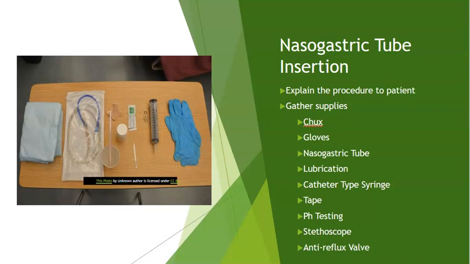You may want to get chucks in case the patient is vomiting so they don't get stomach contents all over you, gloves, nasogastric tube, lubrication, catheter tip syringe, tape or a securement device, pH testing, a stethoscope, anti-reflex valve, especially if this patient is going to be on suction to decompress that stomach. You might also want to consider other things.